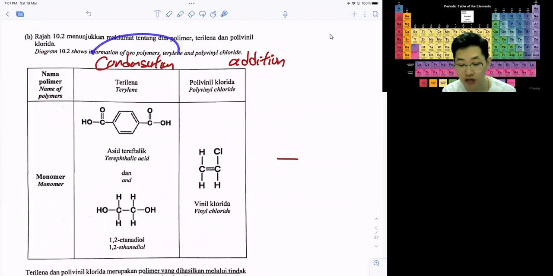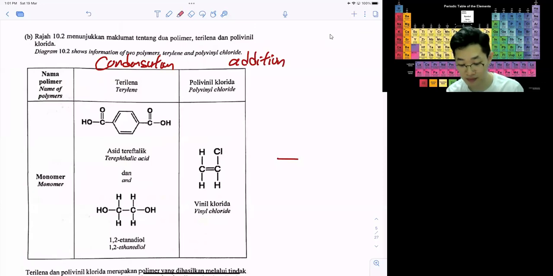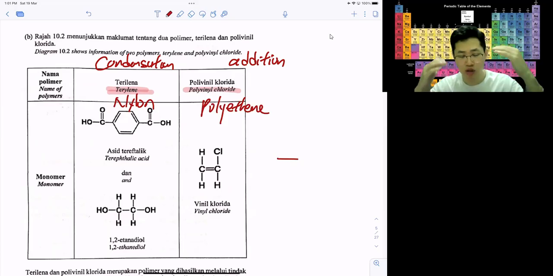Suggest another polymer that can be produced from each polymerization involved. So by using condensation, C for clothing, so terylene and nylon. Okay, then this PVC, polyethylene. You can write polyethylene, it's the same thing. Polypropylene also can.